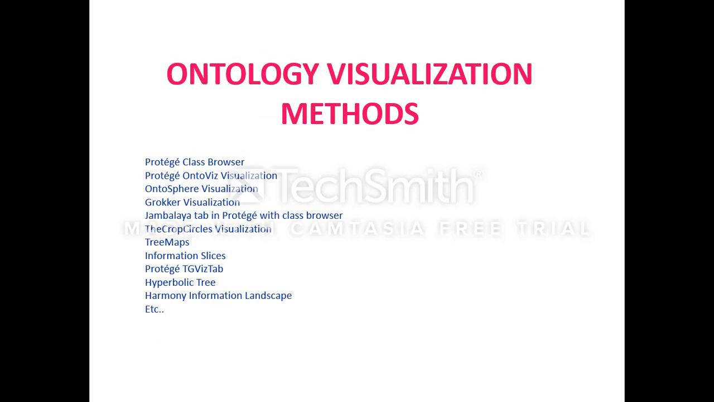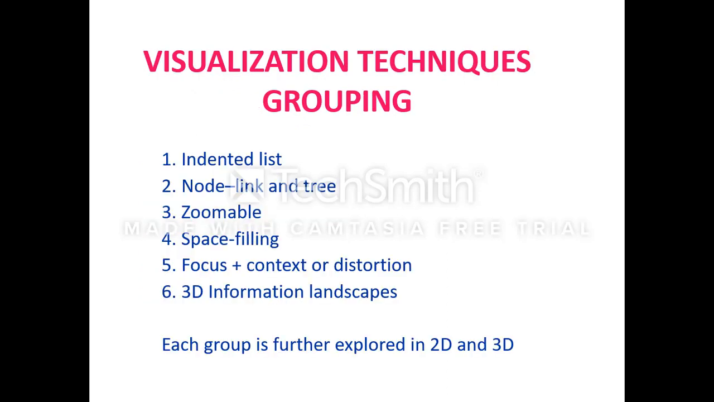We will take a closer look at the following ontology visualization methods. The visualization techniques can be grouped based on different characteristics: interaction technique, the functionality supported, or visualization dimensions such as 2D or 3D. We have the following groups: indented list, node, link, and tree, zoomable, space filling and focus with context and distortion, and finally 3D information landscapes. We will now view the available methods in each group.